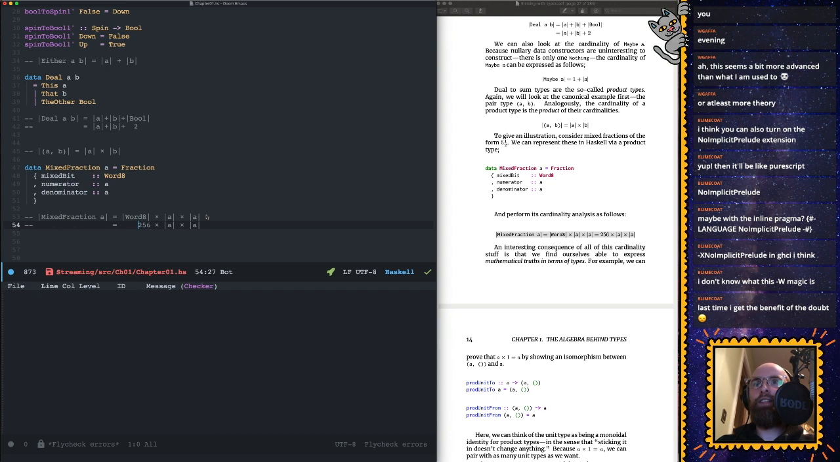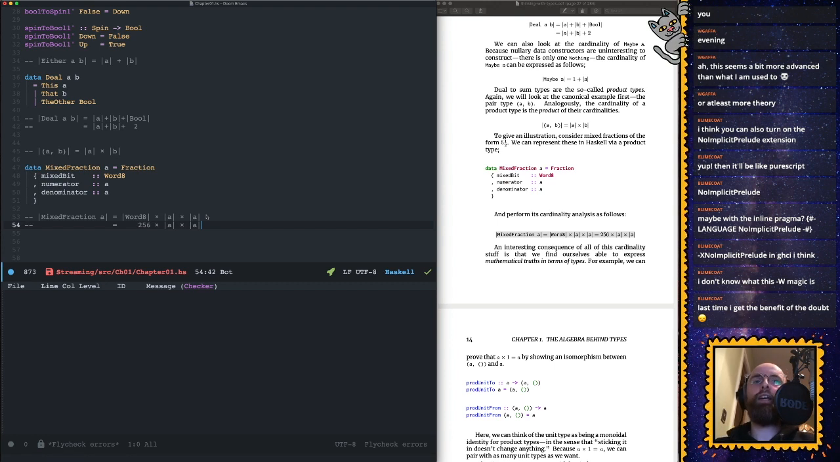Let's do it like this. Yeah, that lines up. That's nice. So word 8 is obviously 256. Okay, that's the cardinality. Because if we go into word 8, there's 256 values, I guess. And then times whatever A is, and times another A. Okay, so let's work that out.